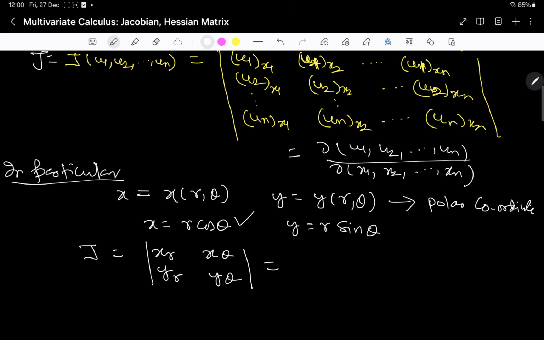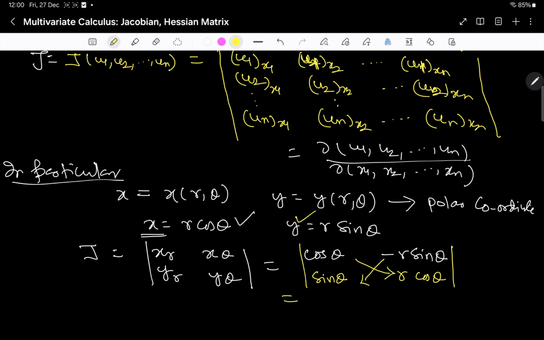So what is x_r? The partial derivative of x with respect to r is cos theta, and the partial derivative of x with respect to theta is minus r sin theta. Similarly, the partial derivative of y with respect to r is sin theta, and the partial derivative of y with respect to theta is r cos theta. If you evaluate the determinant, it is r cos square theta plus r sin square theta. Taking r common, cos square theta plus sin square theta equals 1, so it is r. So this Jacobian here is r.